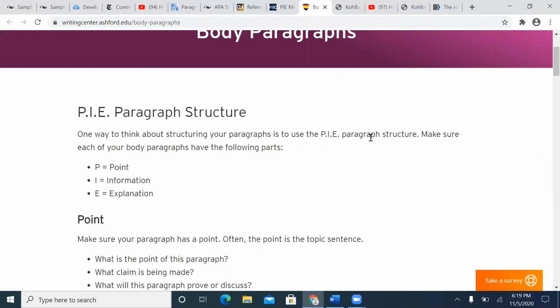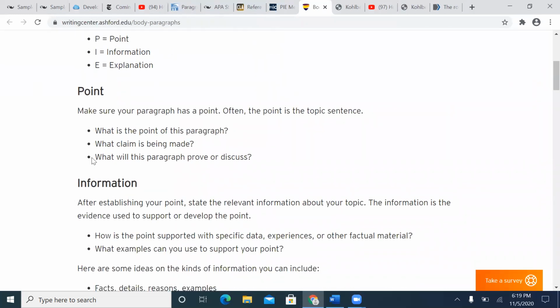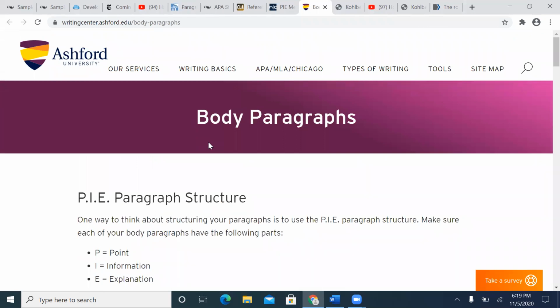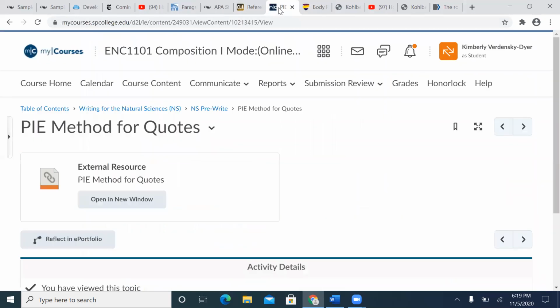So first, I want to continue previewing everything that's in the unit, such as the PIE paragraph, where we have a point, we have information, and we have explanation. This process should sound familiar because we've also referred to this as the APPEAL process, where we have our point, we have our evidence, we have our explanation, and then we either link it to an additional source or we link it to our thesis statement and we conclude. So all this information should be familiar at this point. It's just being restated in a different way.